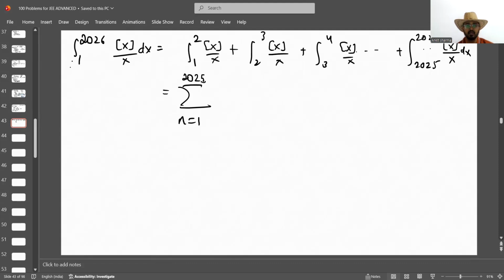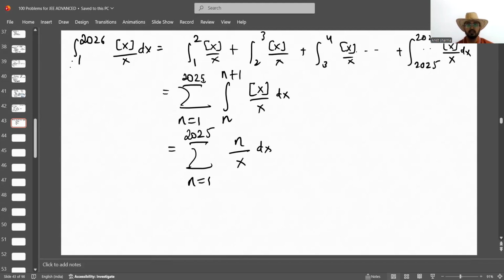Because we are starting from 1, my integration will be from n to n plus 1, and this is nothing but the floor of x over x dx. So this summation, n equal to 1 to 2025, integral from n to n plus 1 of floor of x over x dx, is simply n over x dx. That means my n will be outside, and I get sigma n equal to 1 to 2025 of n times the integral of 1 over x dx.